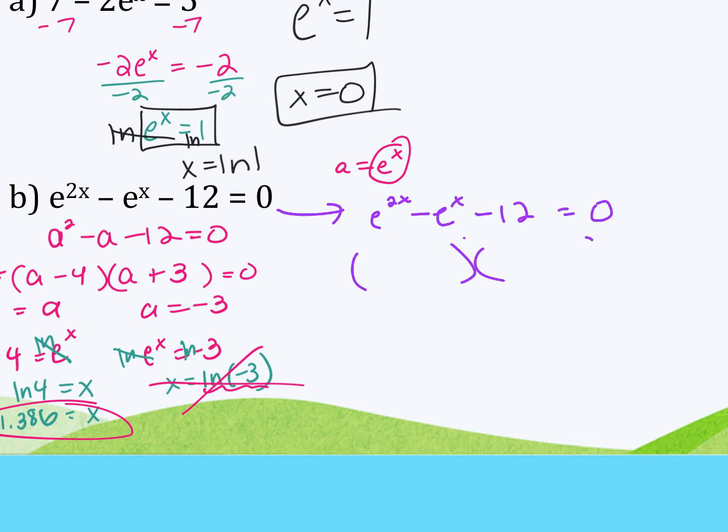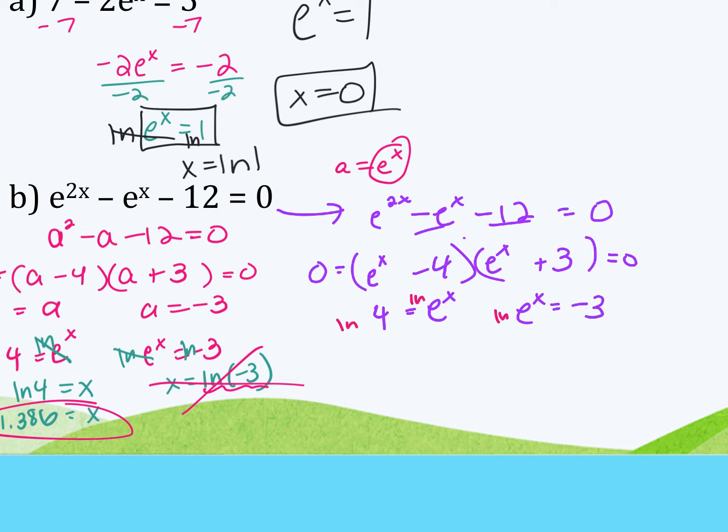And factor it. So the first term, e to the 2x square rooted is e to the x, so they both get an e to the x. And then I look at the last term, factors of negative 12 that sum to negative 1 would still be negative 4 and positive 3. Set them each equal to 0. e to the x equals 4. e to the x equals negative 3.